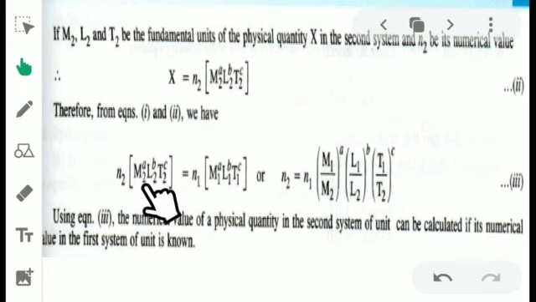N2 into M2 raised to A, L2 raised to B, T2 raised to C is equal to N1, M1 raised to A, L1 raised to B, T1 raised to C. So when we equate both equations, you will get N2 is equal to N1, M1 by M2 raised to A, L1 by L2 raised to B, T1 by T2 raised to C. Here M1 means the unit in one system, M2 in another system. The same way for length and time.